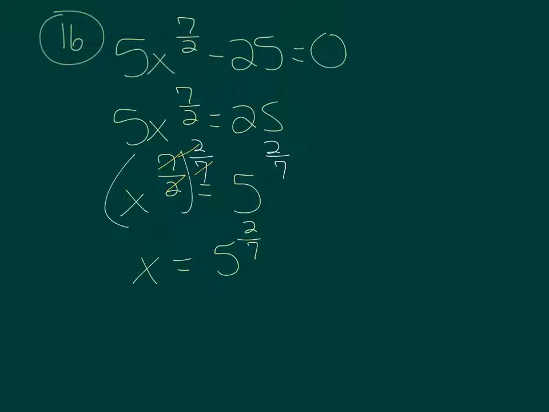Now, I'm not sure how you need to leave this. I don't know if you need to write it as the 7th root of 5 squared, which is 25. I'm not sure. Check your key to see what form to leave that in. This may be your answer here. I don't know if it needs to be written in another way.